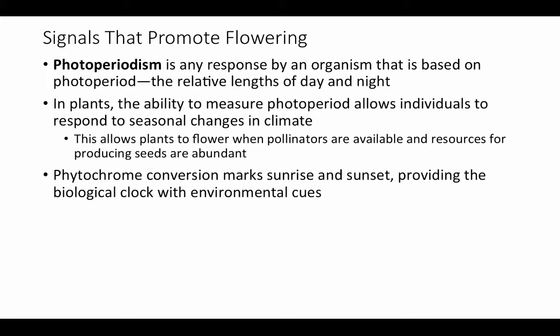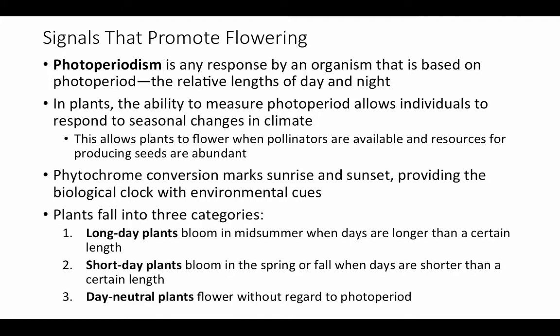Phytochrome conversion marks sunrise and sunset. The default state for the phytochrome is to be in this red configuration. Once the sun comes up, it's going to start converting that phytochrome red to phytochrome far red, and that's what the plant's going to use to know that the sun has come up. Conversely, at the end of the day, those phytochrome far reds are going to start switching back to phytochrome reds to tell the plant that the day is over.